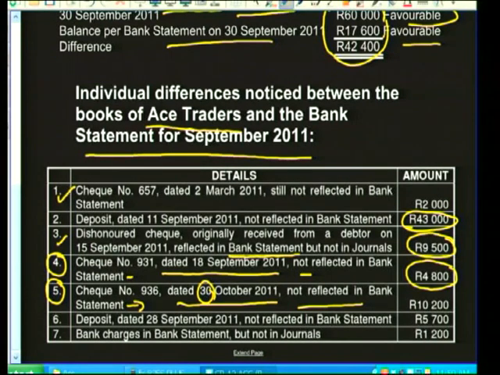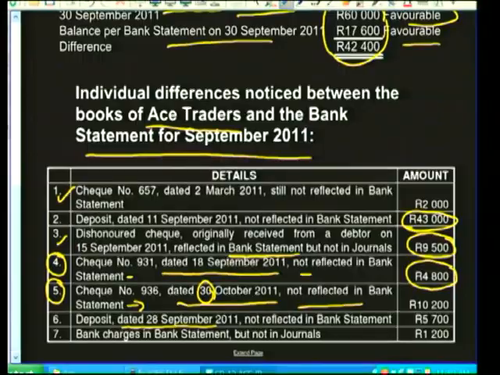A deposit dated the 28th of September, not reflected in the bank statement, 5,700 Rand. Okay? I've made the deposit. My journals are in order. Remember, this deposit here is done at the end of the month. In other words, most likely a timing difference.